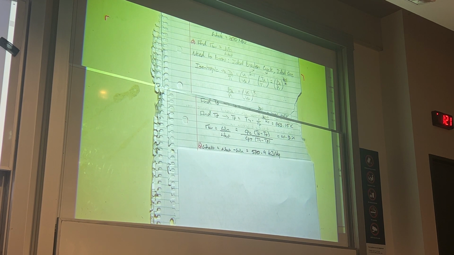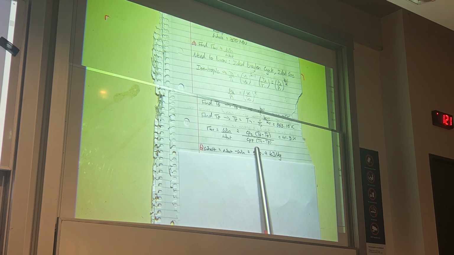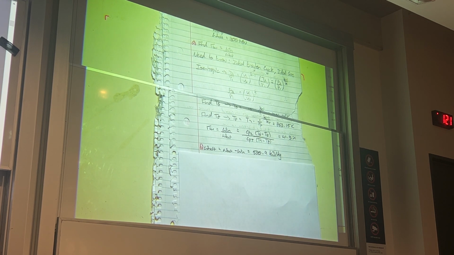Alright, so now we want to find our mass flow rate. Because we know our gas turbine produces 300 megawatts of energy, we can find the net work, or the net specific work, which is just our work out minus our work in, which basically is just this denominator minus this numerator. And we determine it to be 580.9 kilojoules per kilogram.